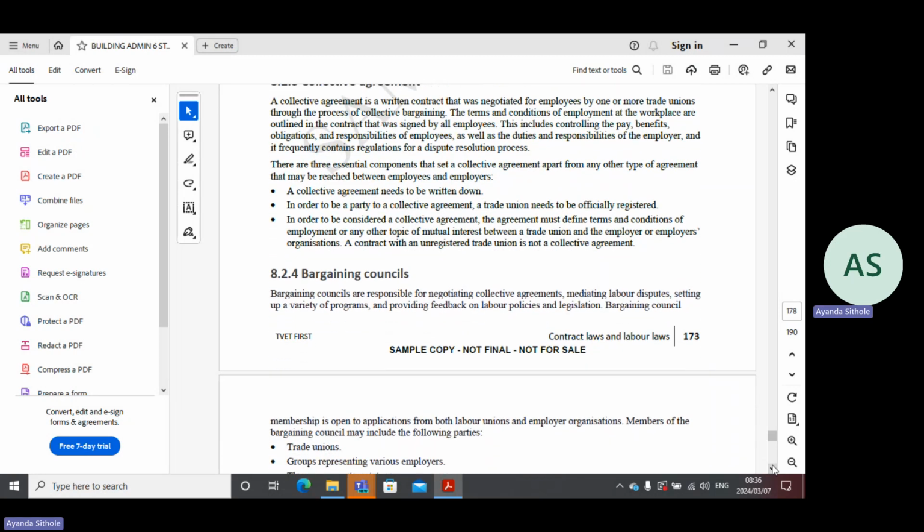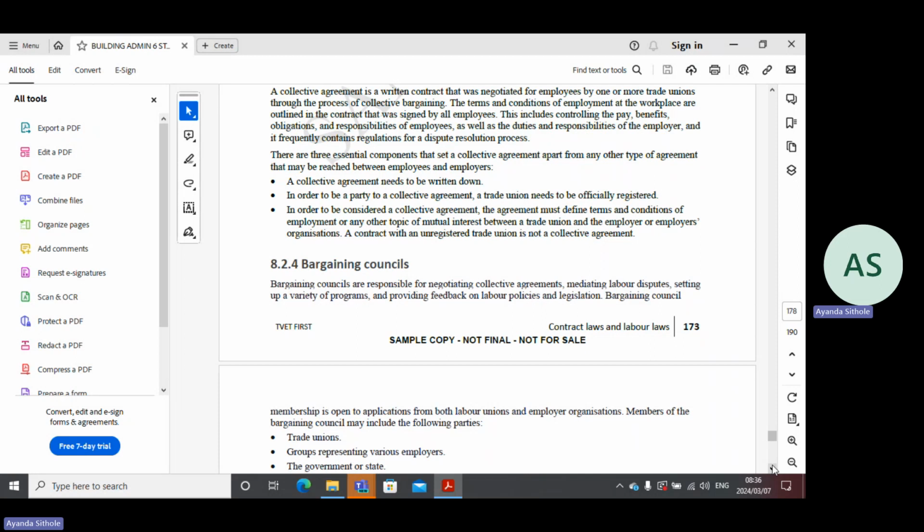So a collective agreement needs to be written down. A trade union needs to be officially registered. In order to be considered a collective agreement, the agreement must define terms and conditions of employment or any other topic of mutual interest between a trade union and employer or employers' organization.